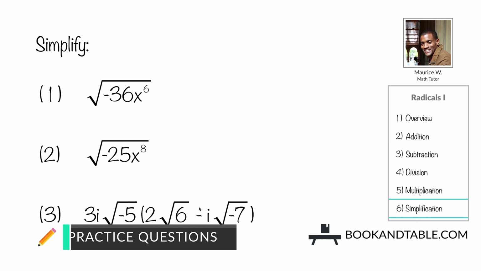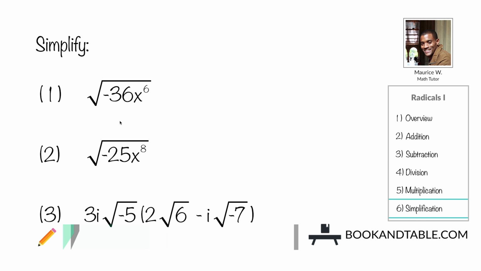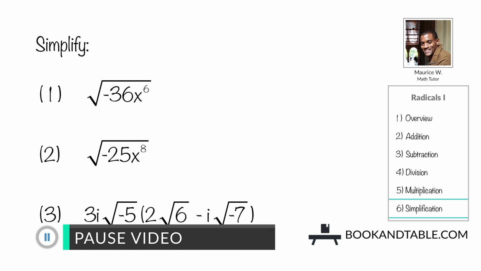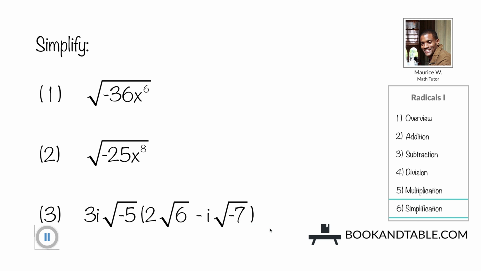Let's have you do a few practice questions. Simplify. Question number 1, the square root of negative 36x to the 6th. Question number 2, the square root of negative 25x to the 8th. And question number 3, 3i radical negative 5 times 2 radical 6 minus i radical negative 7. Pause the video, answer these questions, and then press play when you are ready to begin.